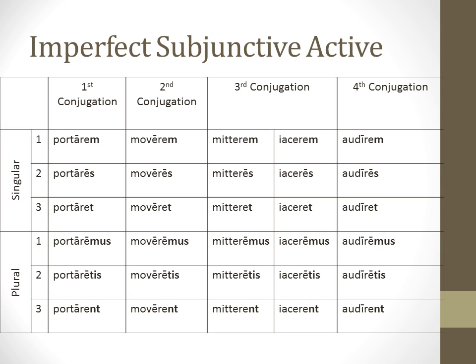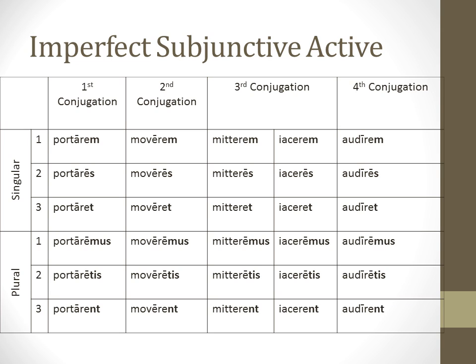Here's our chart. This is the chart from the book, and here are the imperfect active subjunctives for each of our model verbs from the 4 conjugations. So let's look through this a little bit. First conjugation, our verb is porto. The infinitive is portare. So then we add M, S, T, mus, tis, nt, to give us portarem, portares, portaret, portaremus, portaretis, portarent. How do we translate this?